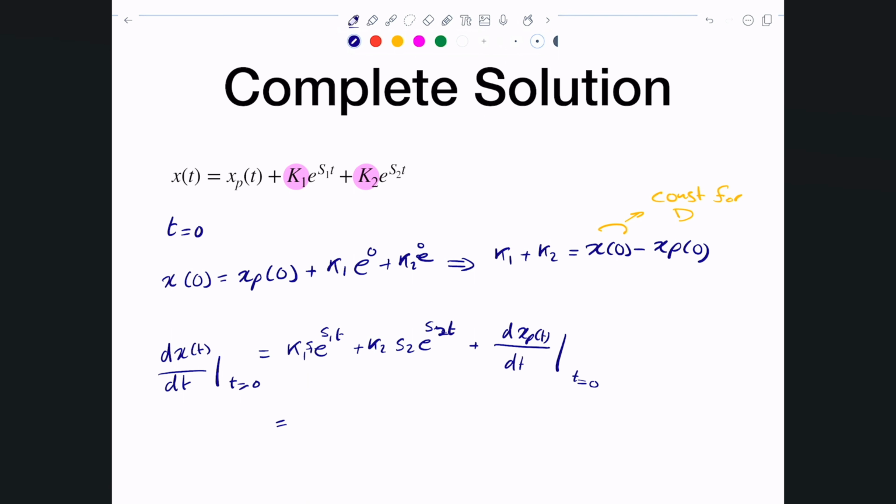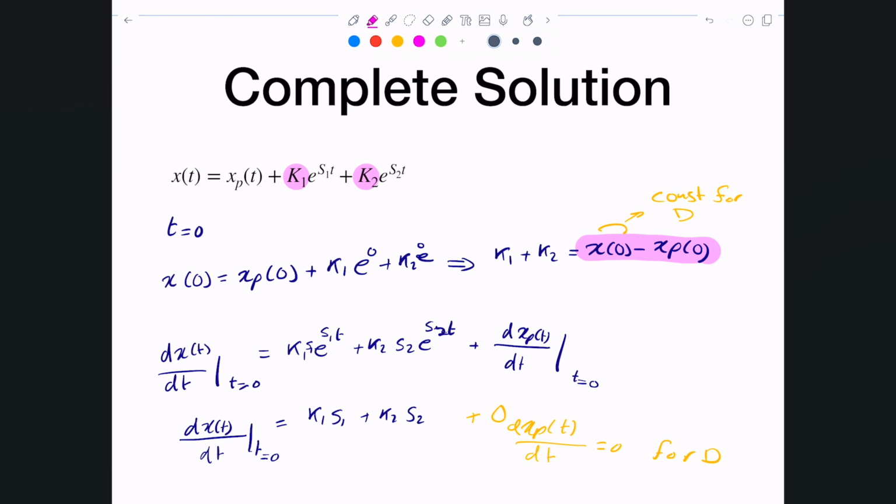So let's substitute. The first derivative of the current, voltage, whatever it is, evaluated at t equals 0 will be simply k1 s1, because e to the power 0 is 1, plus k2 s2. And typically here for DC, this is 0, because remember the derivative of the constant x_p(t) is simply 0 for DC. So this is the second equation. Here's the first equation to compute K1 and K2, and here's the second equation to get K1 and K2.